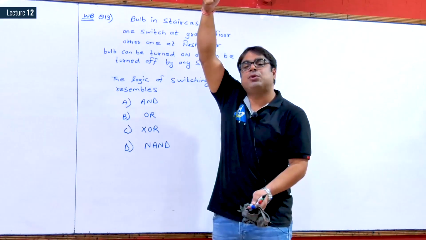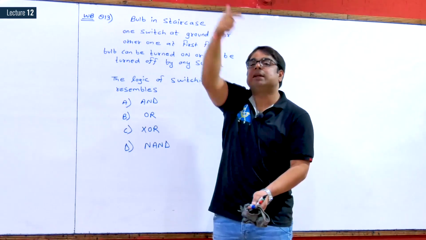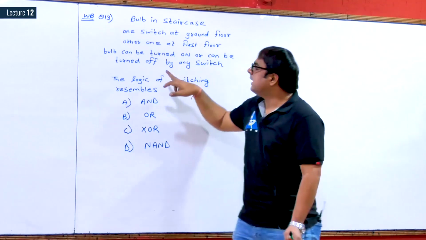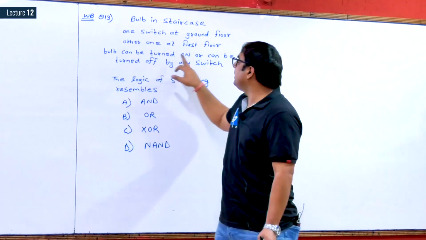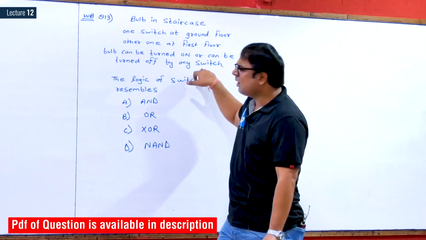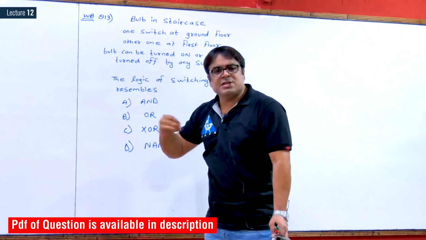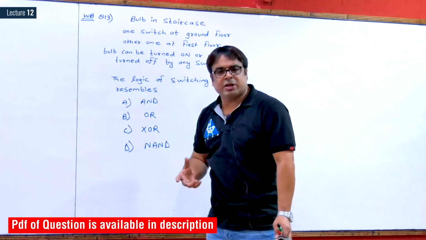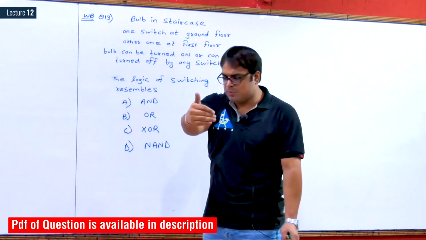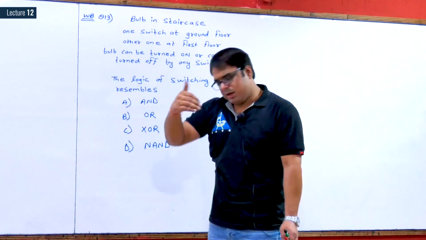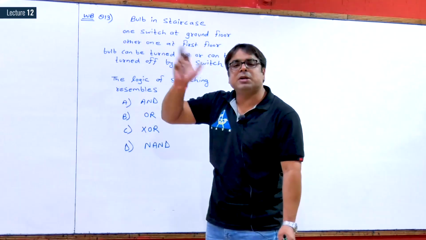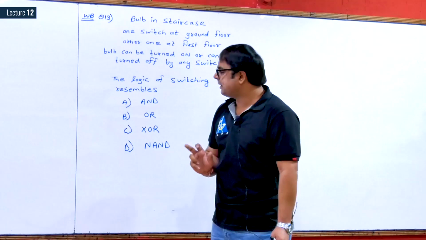If I am at the first floor, then also I can make the bulb on or off. That is what is written here: the bulb can be turned on or off by any switch. You have to assume that you are in a practical situation, in a staircase. If you are on the first floor, you can make this bulb off or on. If you are on the ground floor, then also you can make the bulb on or off. A bit of this assumption is required.